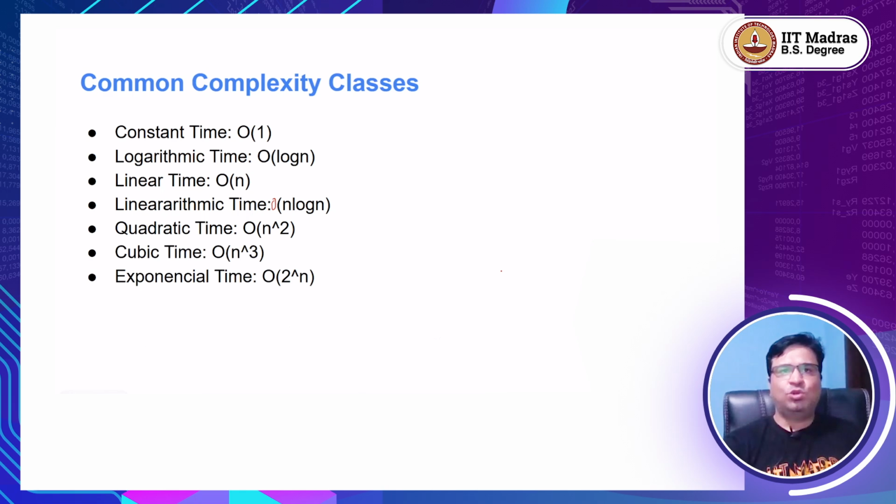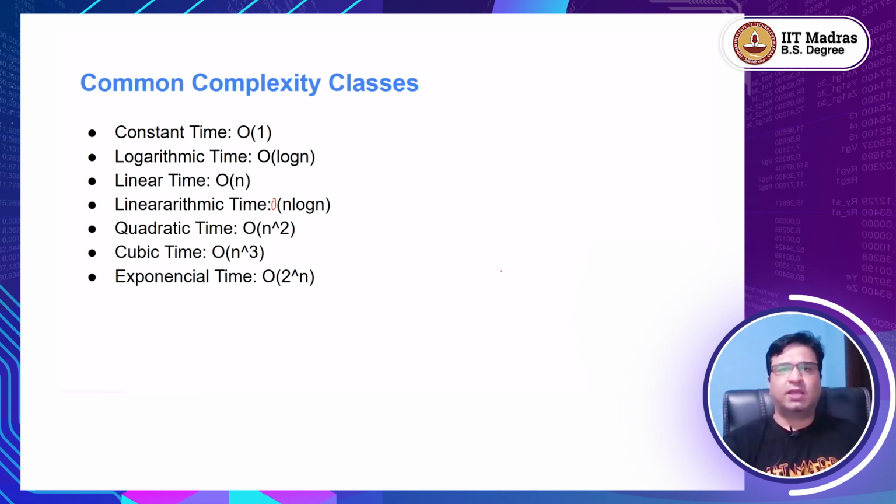Next is cubic time. It is represented as big O(n to the power 3). Here there are some algorithms like the Floyd-Warshall algorithm and the Bellman-Ford algorithm in graph algorithms, which require three nested loops. Because of that, it takes order of n cubed.